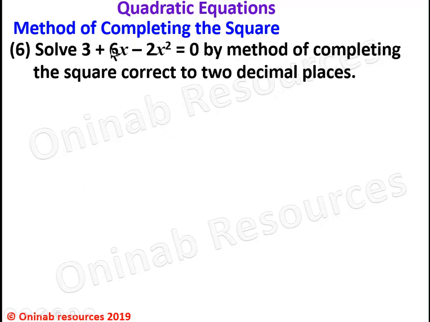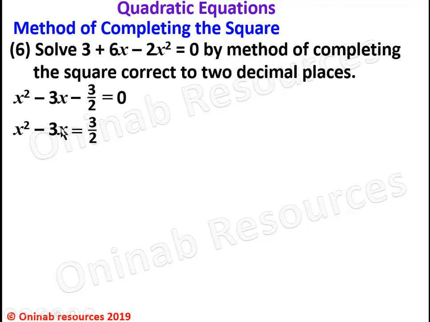Problem 6: 3 plus 6x minus 2x squared is equal to 0. We're going to arrange it in the standard form of a quadratic equation, and therefore divide through by negative 2. Divide this by negative 2, we have x squared. Divide this one by negative 2, we have negative 3x. Divide this one by negative 2, we have minus 3 over 2 equals 0. So we take this negative 3 over 2 to the right hand side. I have x squared minus 3x is equal to 3 over 2.